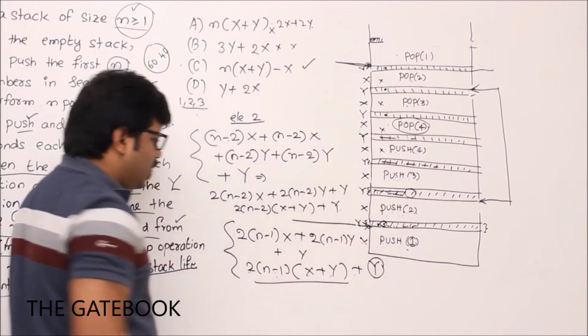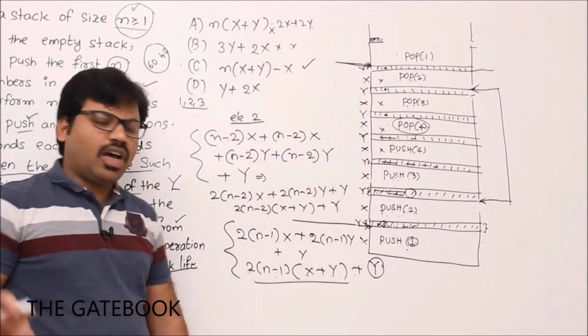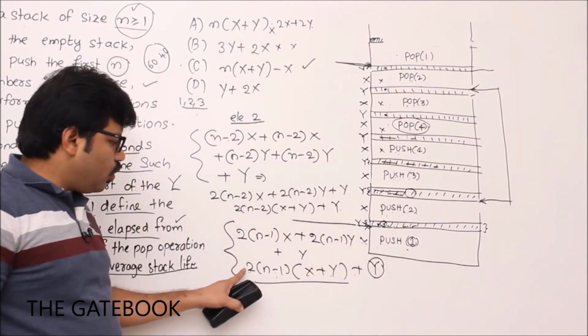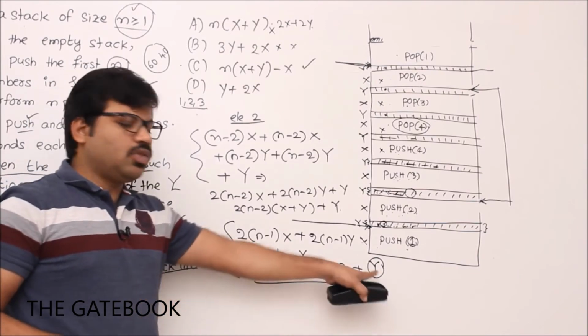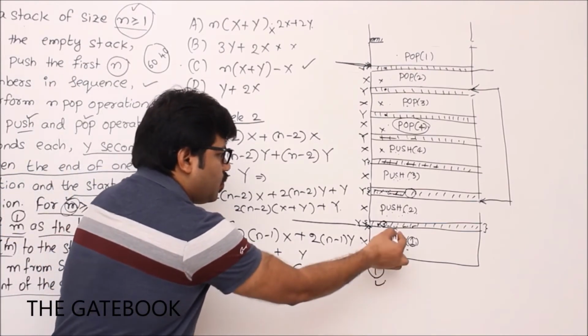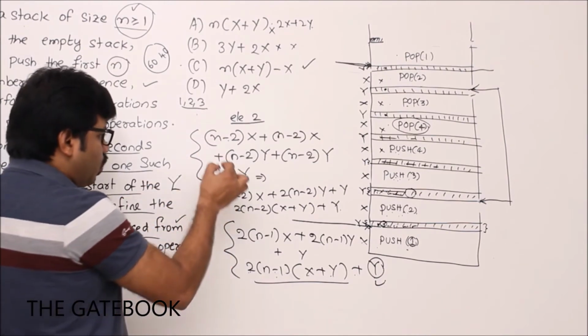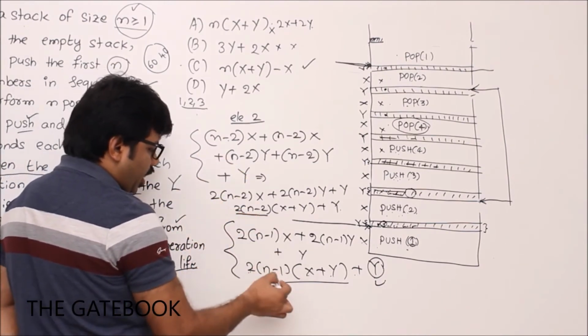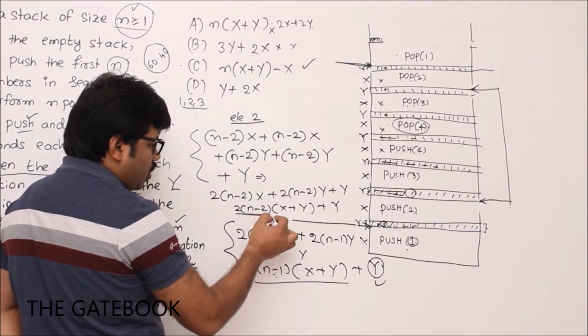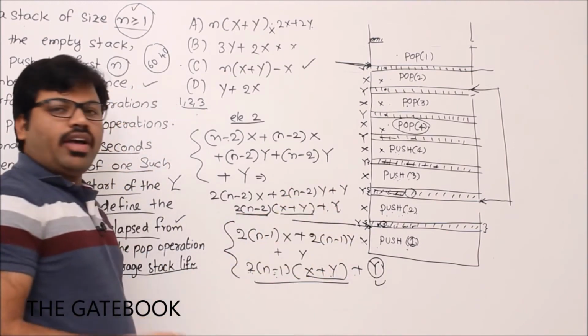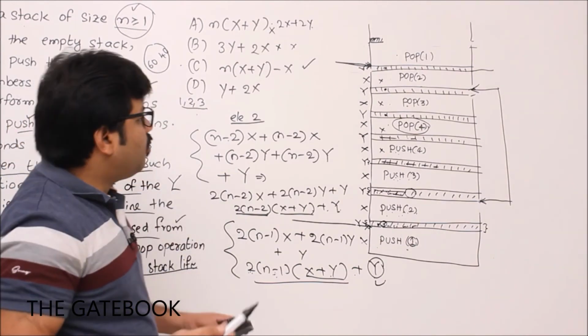So what I realized is, there is a simple formula for every element's lifetime. What is that? For element number 1, lifetime is 2 into n minus 1 into x plus y plus y. Plus y is compulsory, right? Now what is the lifetime of element 2? It is 2 into n minus 2 into x plus y plus y. Now I realized what the formula is, right? Let me write the formula now.